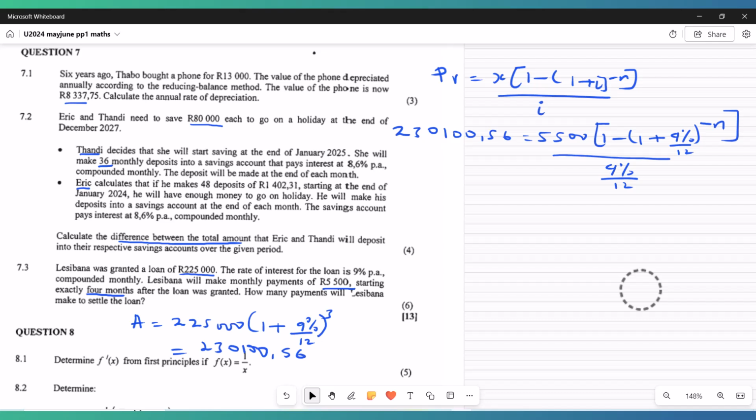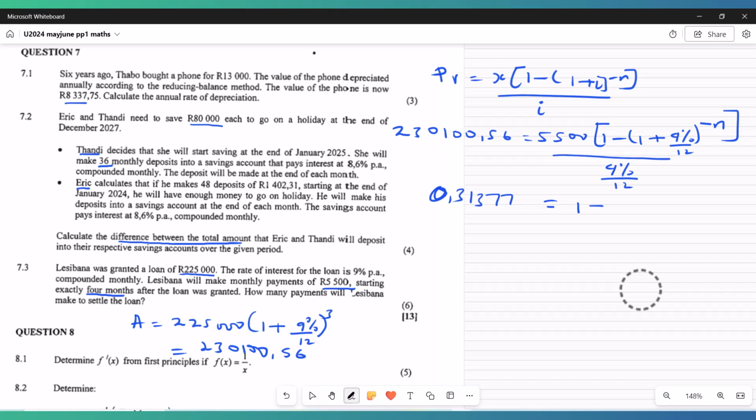I get 0,31377 here. 0,313 77 equals 1 minus, now what's in brackets here? Let's find out. That is 1 plus 9% out of 12, which gives us what here? 1,0075.